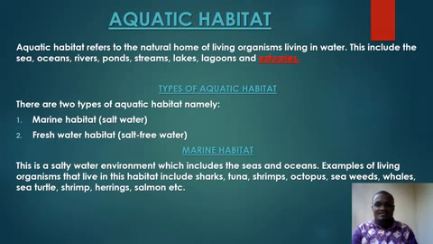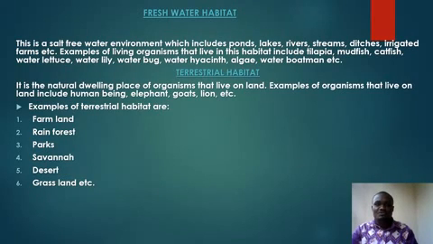Now let's look at fresh water. This is a salt-free water environment which includes lakes, streams, irrigated farms, and the rest. Examples of organisms that live there include tilapia, catfish, mudfish, water lily, like I showed the pictures to you last week in the slide, algae, and the rest. There are a lot of them.